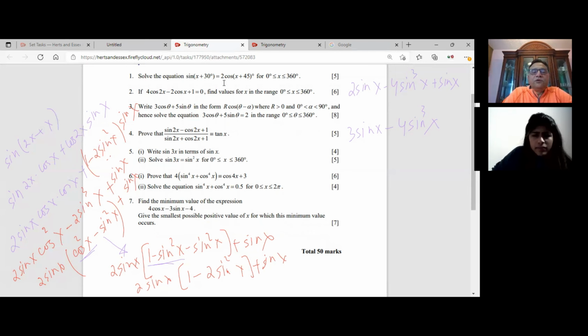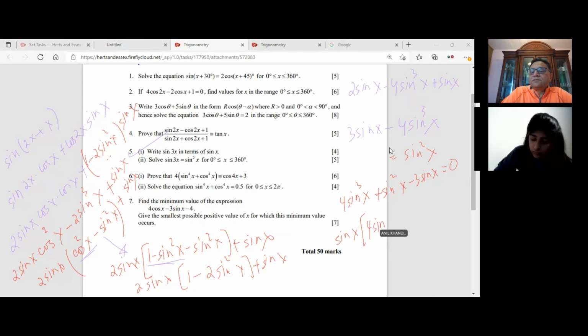And then we have to equate this to sin square x, right? So equate this to sin square x. Bring them all together, and keep the leading coefficient positive. So write this as 4 sin cube x plus sin square x minus 3 sin x equals 0. Of course, sin x is common. So we get 4 sin square x plus sin x minus 3 equals 0, correct?